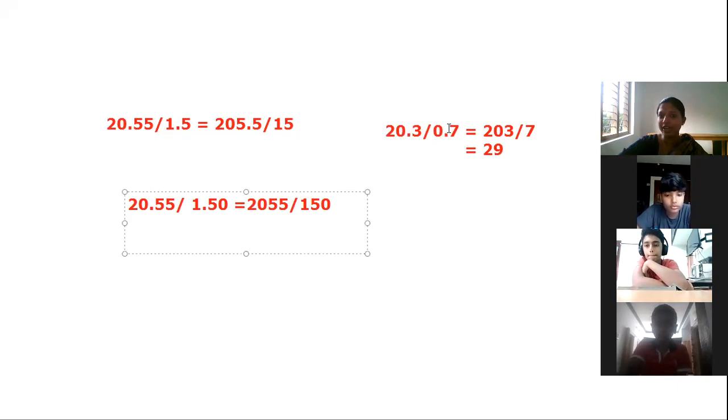Look at here, 20.3 and 0.7. The common digit is the first, the digit in the 1 by 10th place. Both 3 and 7 are in the 1 by 10th place in 20.3 and 0.7. This 1 by 10th place we have changed. But in this case, 20.55 has 5 in the 1 by 10th place and again a 5 in the 1 by 100th place. So in both cases, we have a digit in the 1 by 10th place. The common digit we are changing, that is the 1 by 10th place digit.